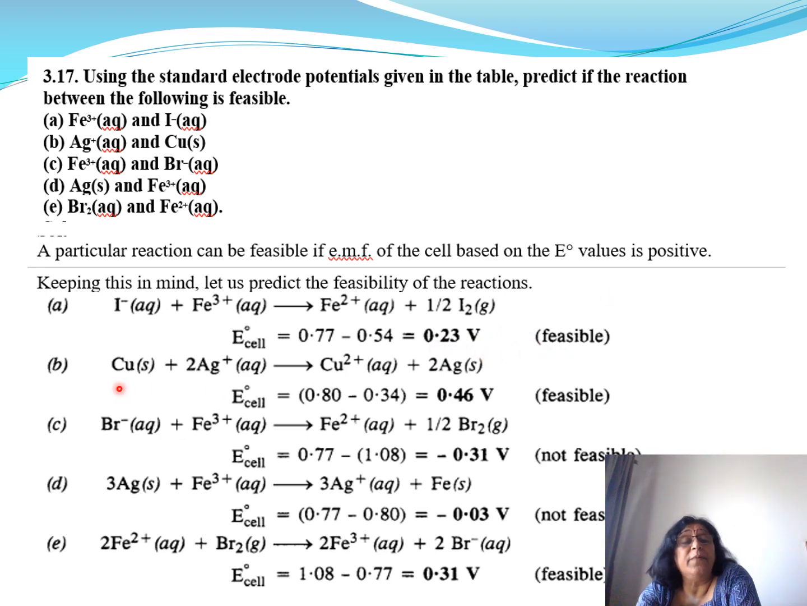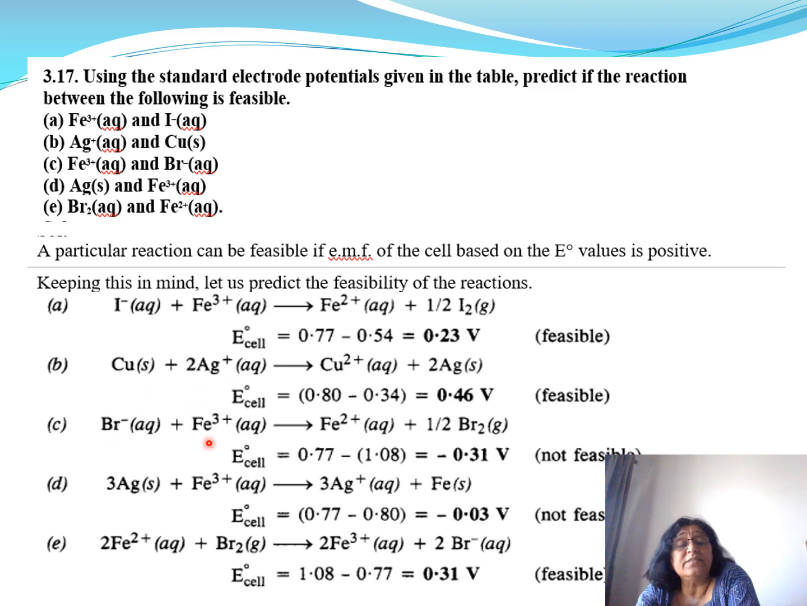Now copper solid and silver. Copper solid plus 2 Ag plus gives you copper 2 plus plus 2 Ag. Okay. So my cathode here is Ag plus and anode is copper. So cathode potential minus anode potential is 0.80 minus 0.34. That comes out to be 0.46 volts. So this cell is also feasible. So when you use copper as anode and silver as cathode, then the cell is feasible.